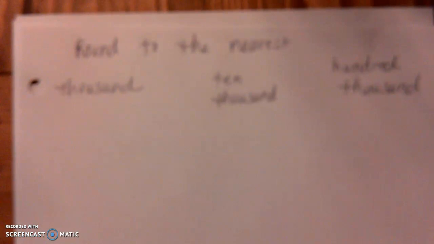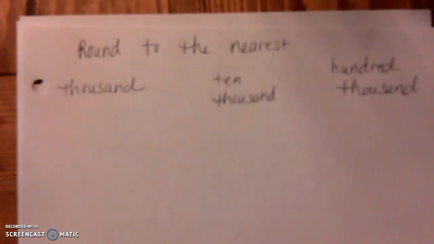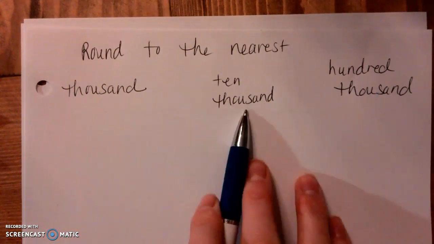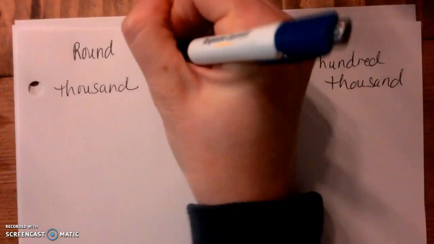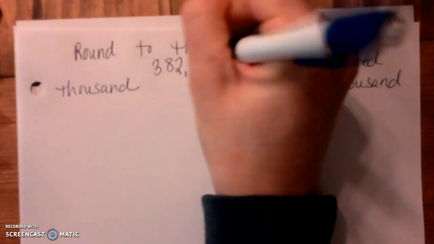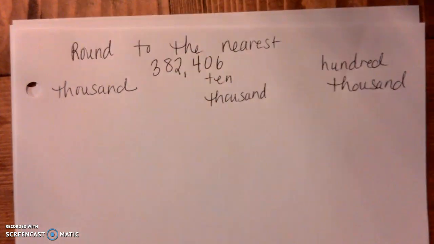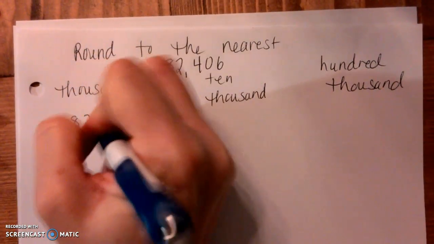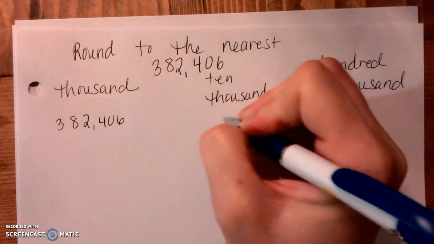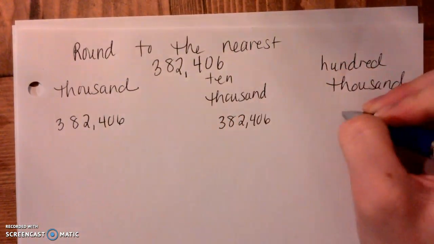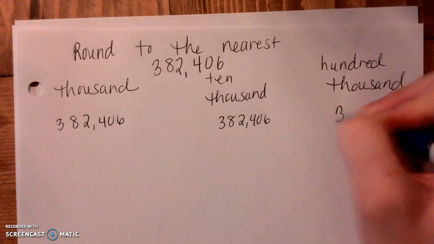I'm going to round to the nearest 1,000, then 10,000, then 100,000. But I'm going to round this same number, 382,406, to the nearest 1,000 first. So I'll write it here again. Then to the nearest 10,000. Then to the nearest 100,000.